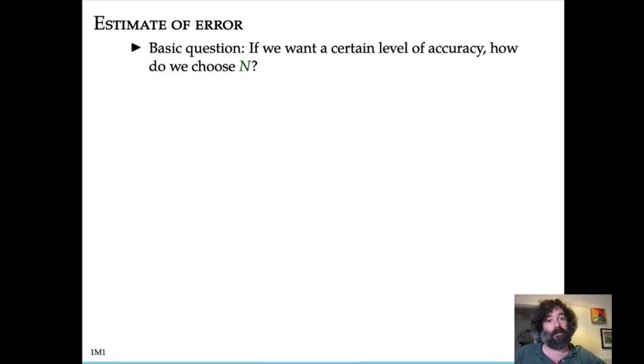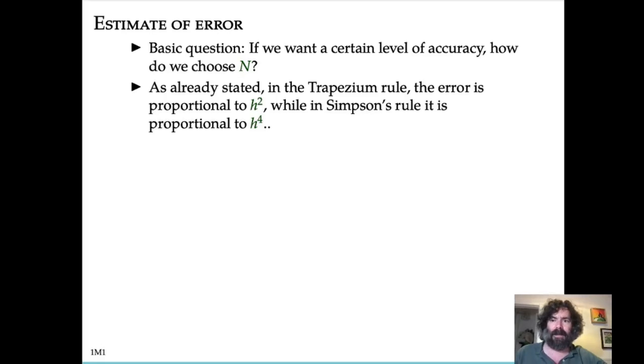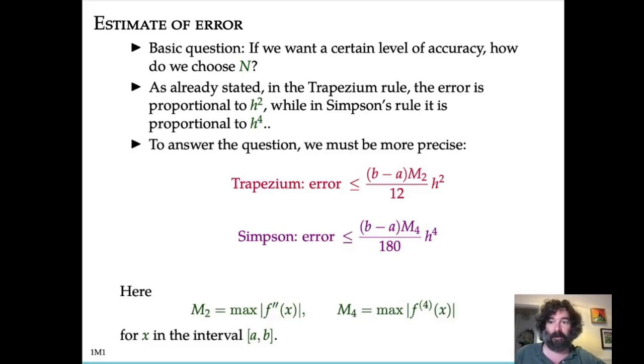We can also be more precise, and that's what I'm going to describe now. So the basic question we want to address here is, if we want a certain level of accuracy in our approximation, how large should we choose n? That is, how many subintervals should we choose? And so, as we've already said, in the trapezium rule, the error is proportional to h squared, and in Simpson's rule, h to the 4th.